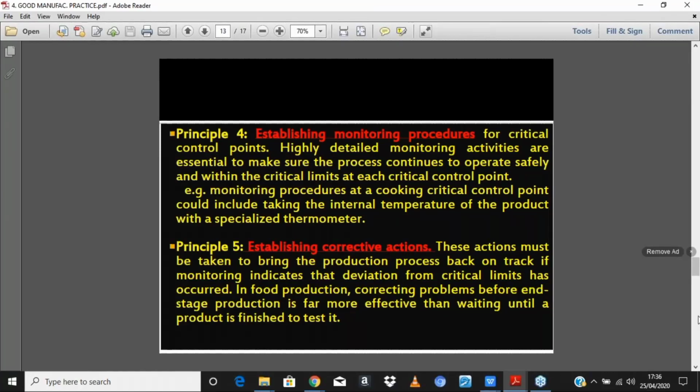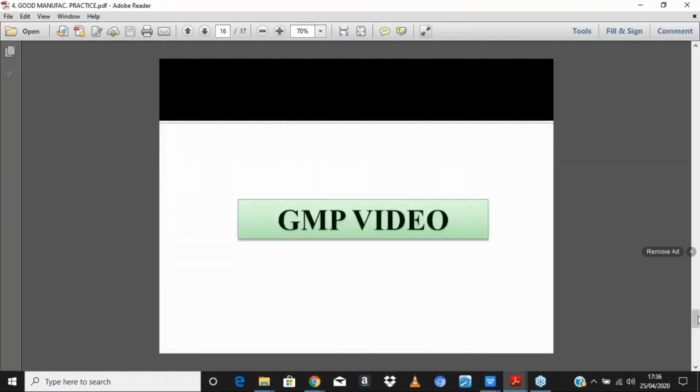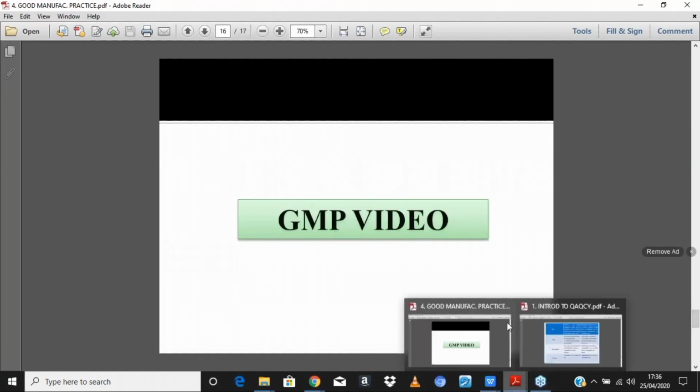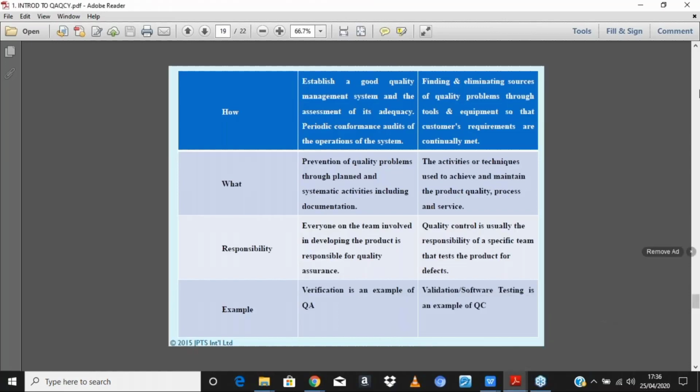Then establish corrective actions. Then you verify by carrying out tests to see if that food is okay and fit for consumption, and then you always record. So these are the steps in carrying out HACCP, just as we have seen. So I've been able to cover two things, and I've rushed through it so that we can do the remaining part of the responsibility.